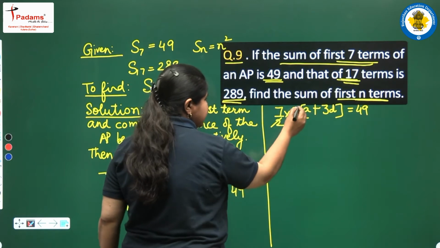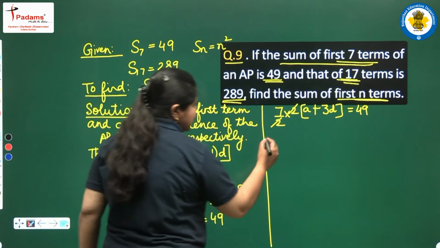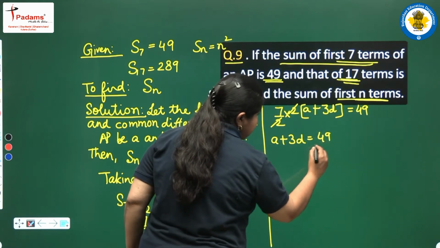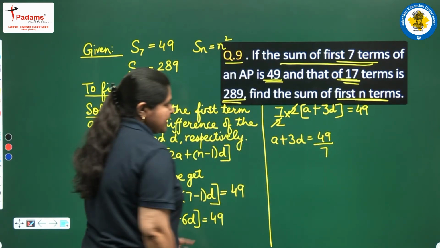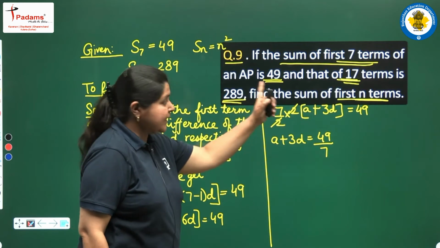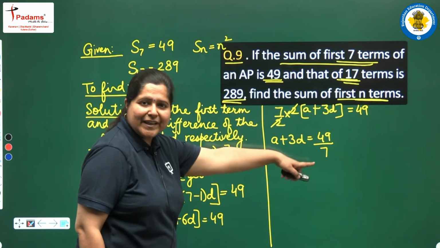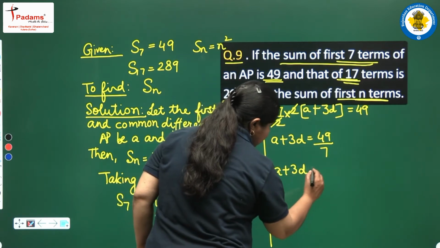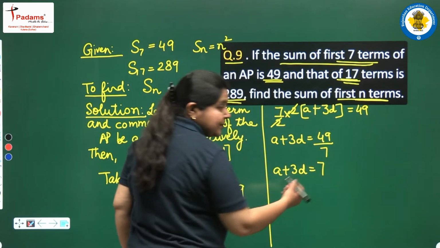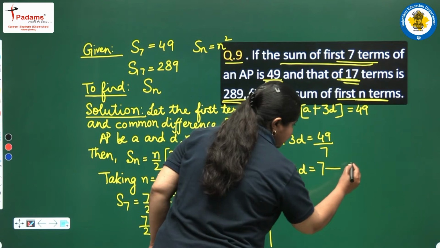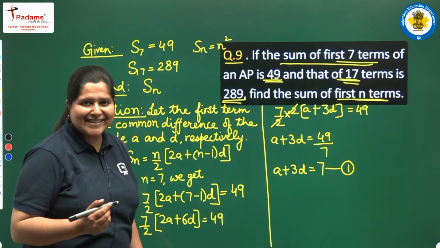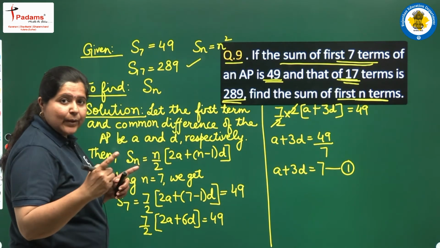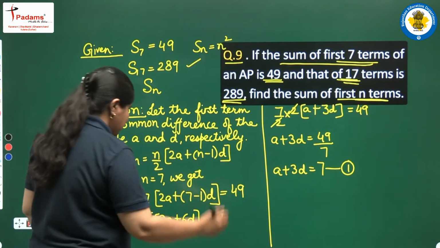Now we can easily divide 2 and 2 and cancel them. This will give us 7 into a plus 3d equal to 49, and bring this 7 to the RHS. We have transposed 7 to the RHS; here 7 is multiplying, so on the RHS it goes to division. Here we have a plus 3d equal to 7 again. 49 by 7 is 7. This is the first equation that we are getting. Interesting, isn't it? Next we take up S17. Again we will have one equation and then we will be solving the two equations. We take the next page.